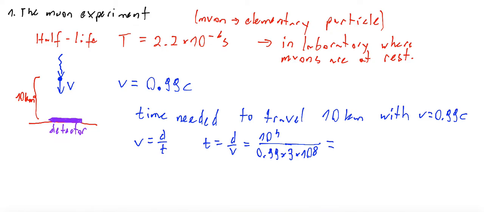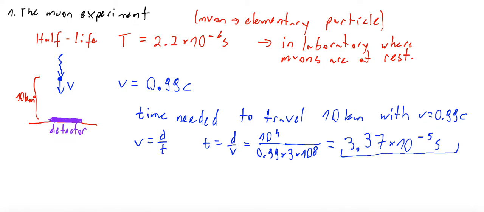I'm using my new calculator. So this is 10 to the power of 4 divided by 0.99 times 3 times 10 to the power of 8 in standard units, which is 3.37 times 10 to the power of minus 5 seconds. So let's look. This is the time needed to travel 10 kilometers. This time is much longer than the lifetime of the muon.